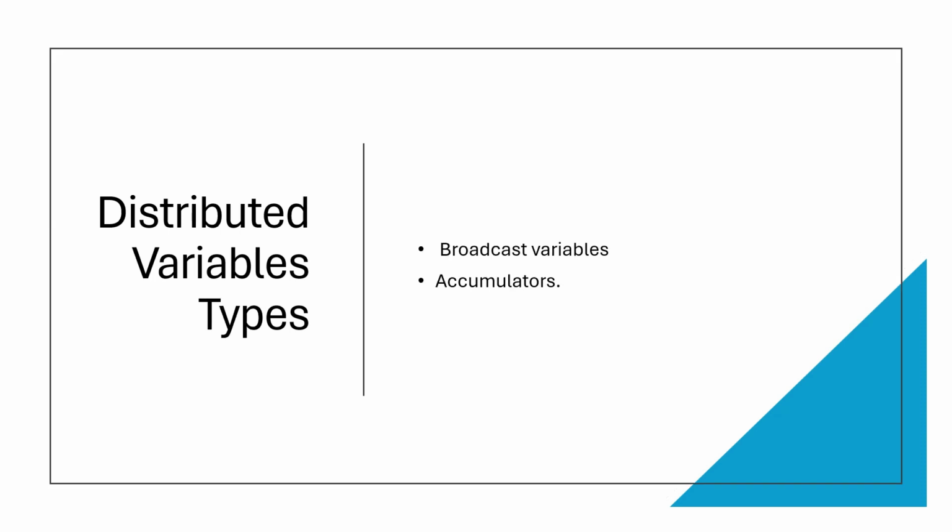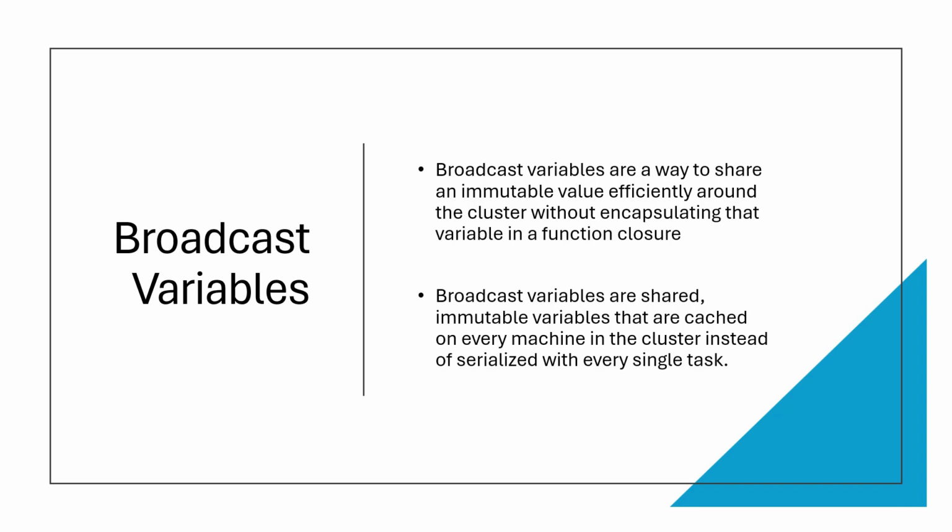Now there are two types of distributed variables: broadcast variables and accumulators. We'll look at both of them one by one. First of all, let's look at broadcast variables. As the name suggests, broadcast means you are broadcasting some information so that it is accessible to everyone. When I say everyone, it's a distributed setup. So you have multiple physical nodes which are executing your code in parallel. Look at it this way: it's a distributed cluster which has multiple worker nodes. Each worker node has multiple tasks, and you want to broadcast this variable to all of them. That's why the name is broadcast variable.